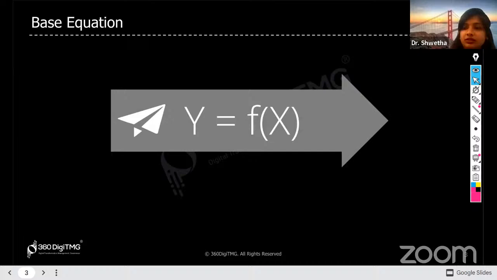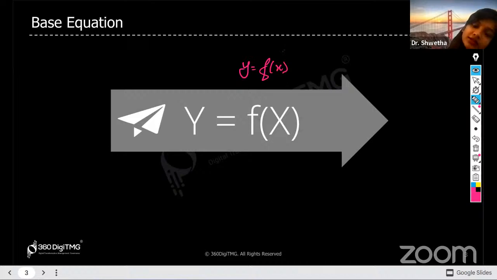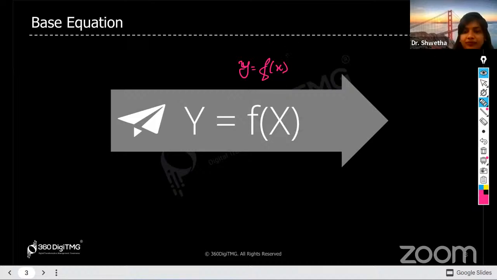Now, y is equal to f of x. This is the base equation we are trying to depict. Now, this states that any change in x will create a change in y. And we are trying to see this relationship between these two variables. So y is the function of x. Any change in x would produce a change in y.